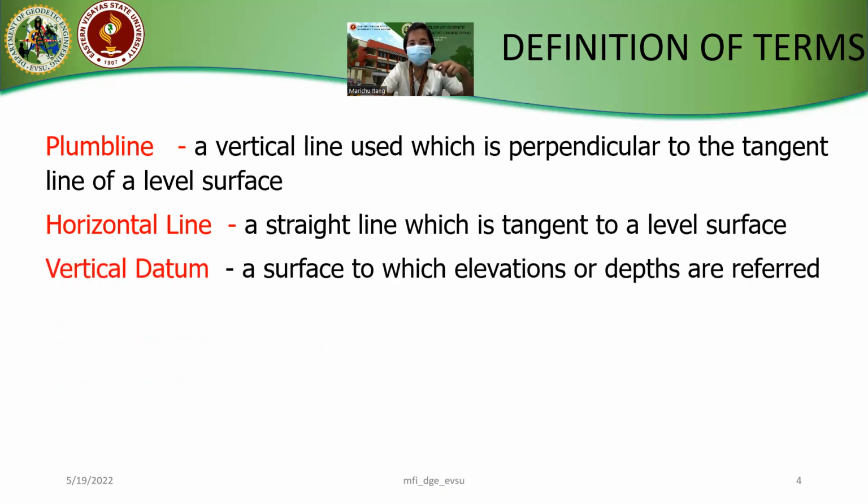We have here the vertical datum. This is the level surface that we are referring to. This is a surface to which our elevation or depth are referred. The vertical datum serves as the reference of our elevations, the reference of our leveling surface. It serves as a reference in determining the elevation or depth on the surface of the earth.